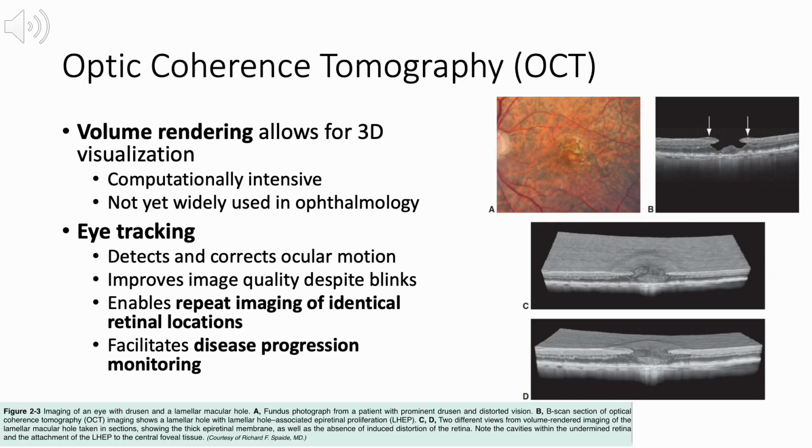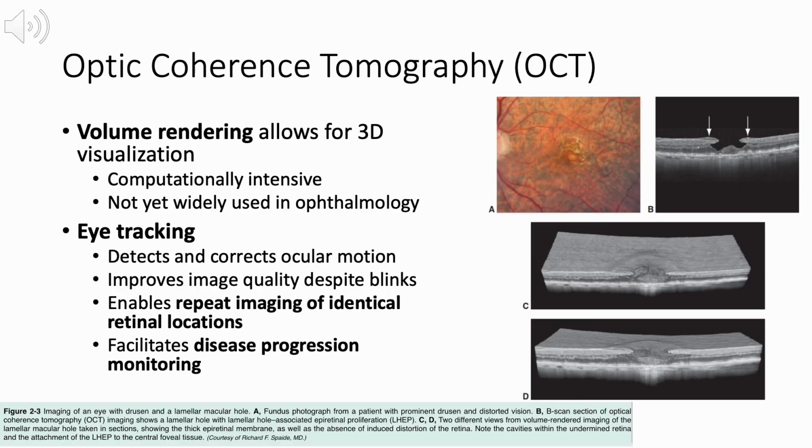Building on the cross-sectional capabilities of OCT, advanced features further enhance both visualization and longitudinal assessment. Volume rendering allows three-dimensional visualization of retinal structures by compiling multiple OCT scans into a volumetric dataset. Although this approach is computationally intensive and not yet widely used in routine ophthalmic practice, it provides a more comprehensive representation of complex retinal architecture.